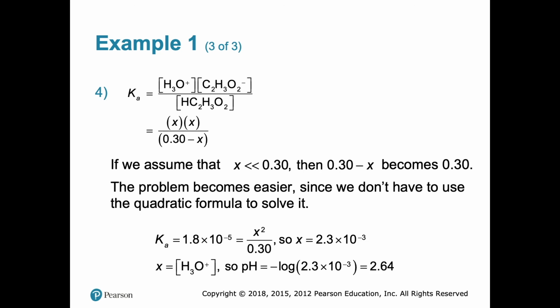And the thing about it, though, is that that just gives you the hydronium ion concentration. The problem asks you for the pH. How do you get the pH from the hydronium ion concentration? You take the negative log of the hydronium ion concentration, and you get the pH.